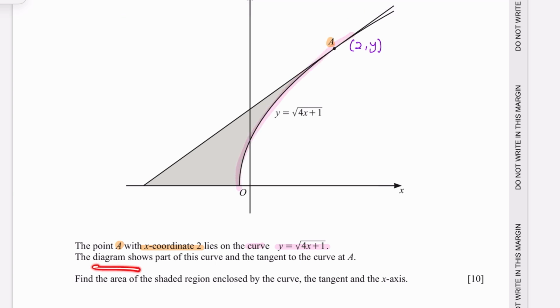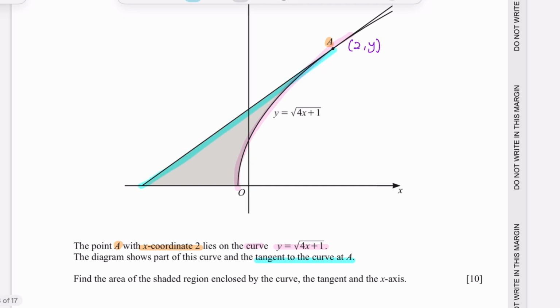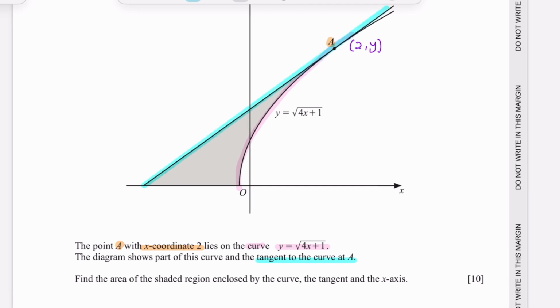This diagram shows part of the curve and the tangent to the curve at A. This line is a tangent at A. Find the area of the shaded region enclosed by the curve, the tangent and the y-axis. This part right here. So we need to find this area.